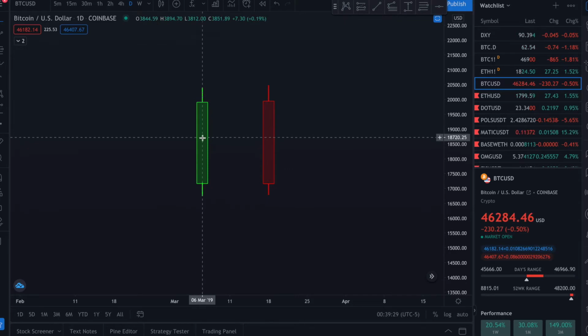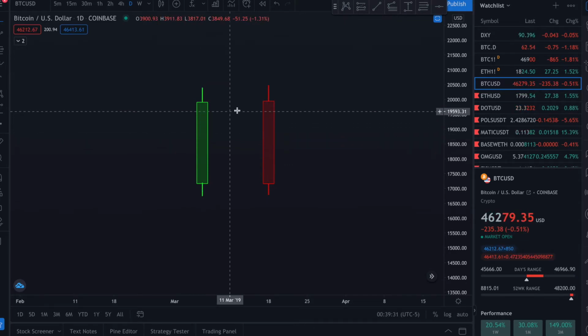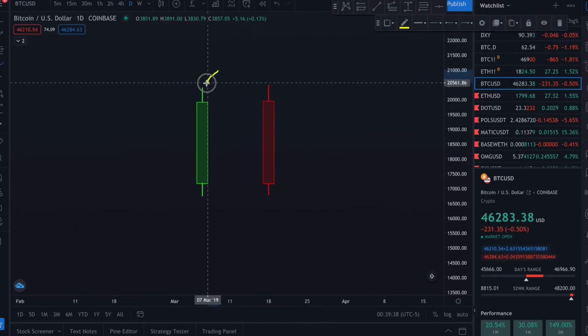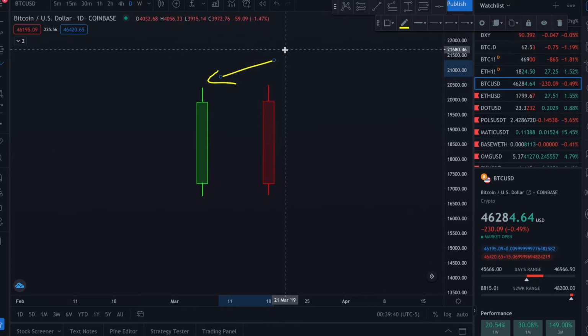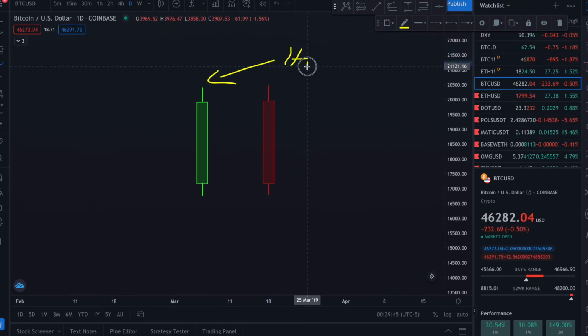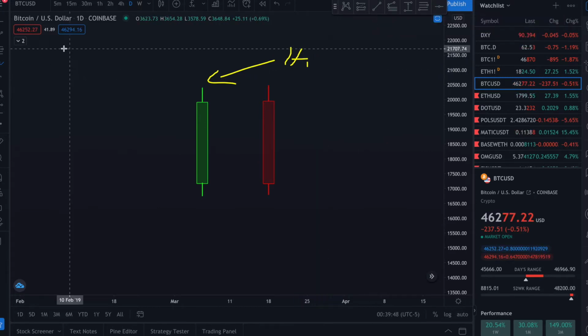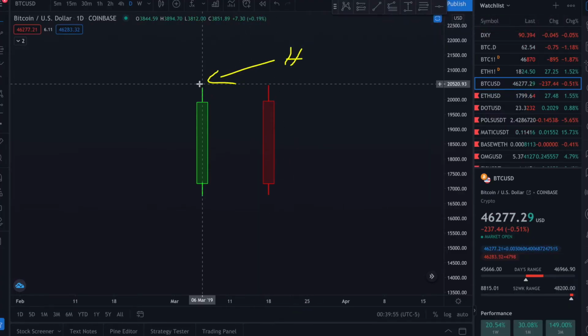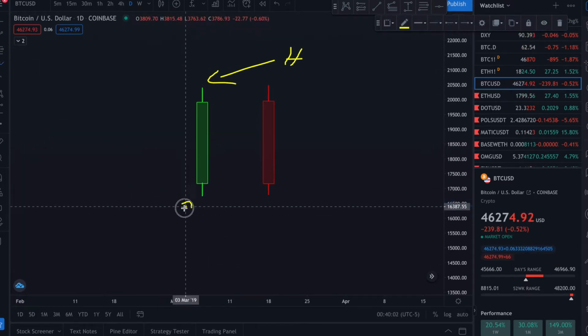The green candle is a bullish candle, and the red candle is a bearish candle. The top of this candle here, the wick, is called its high, right? I'm not going to write because this is not allowing me to. So we're going to say this here is H, which symbolizes the high. Now the wick at the bottom is the low.